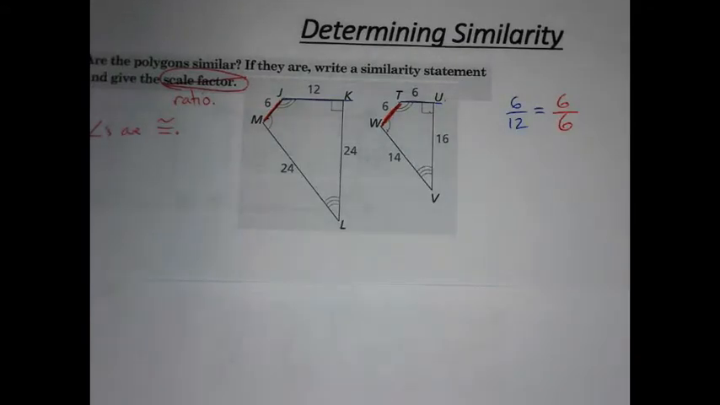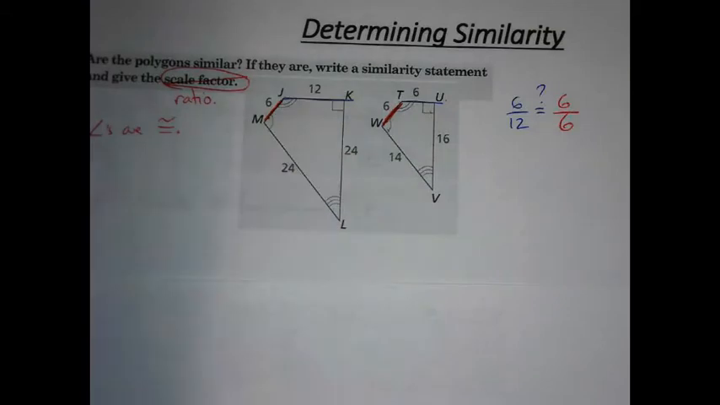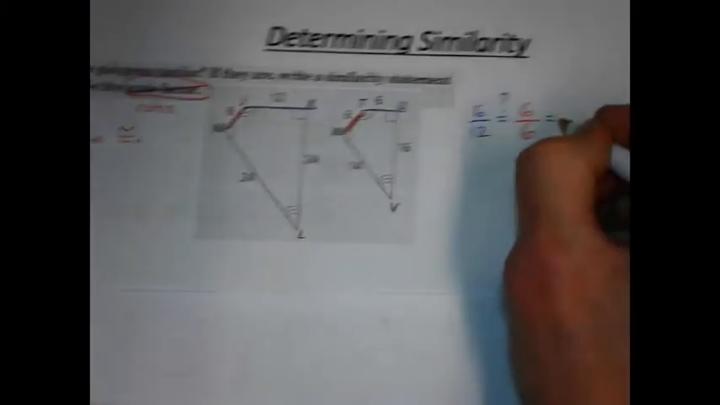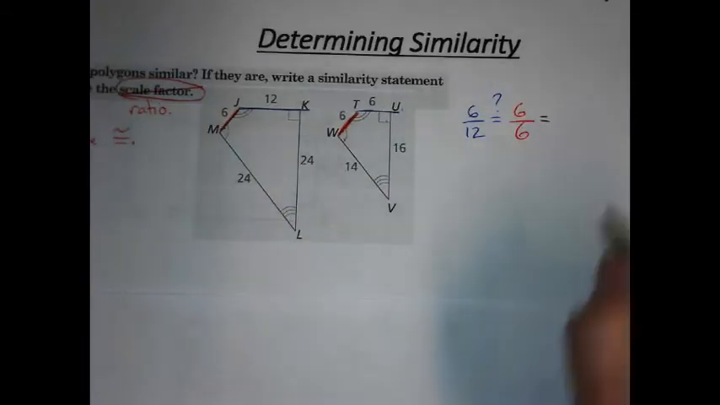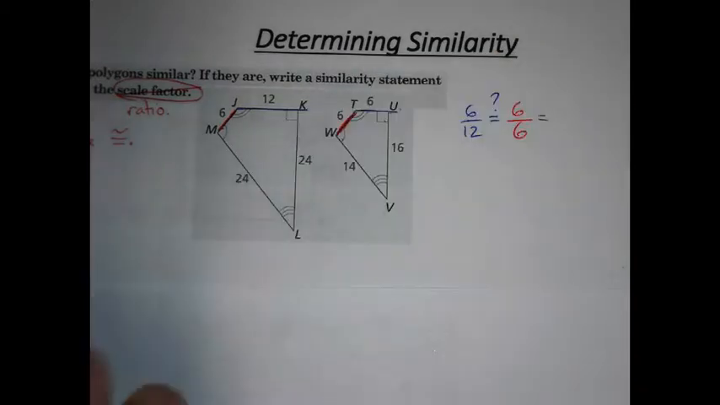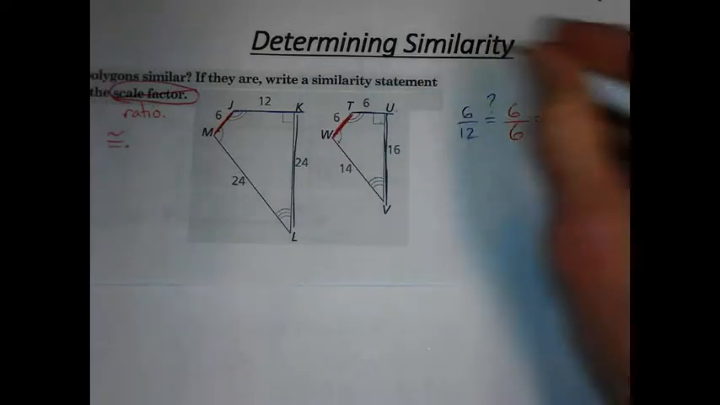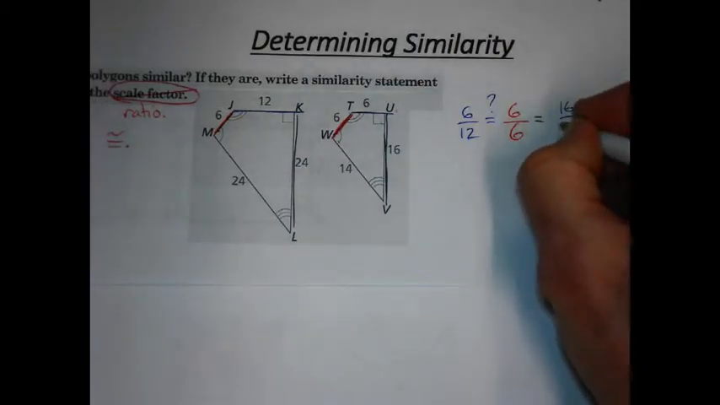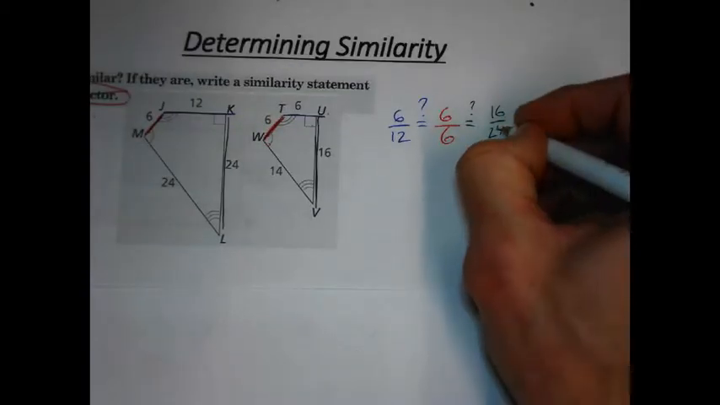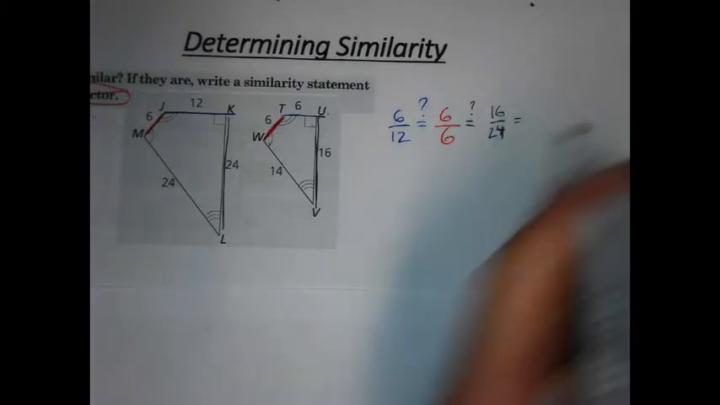And right now, we could stop, but we could keep going, just to emphasize stuff. Is that proportional then to UV, which is 16, compared to KL, which is 24? So is that comparative? And then finally, our last proportional side, 14 to 24.